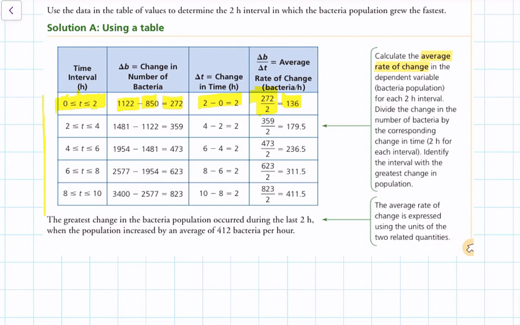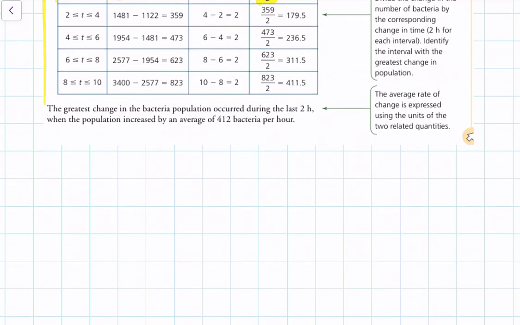So t between 0 and 2, and delta b being given to us is 272. And delta t being given to us is 2. And that's very simple. We're just dividing delta b by delta t to give us our average rate of change for the bacteria. And the same format follows for all the other examples given to us. Pretty straightforward. And then we now know that the greatest change in the bacteria occurred during the last 2 hours when the population increased by an average of 412 bacteria per hour.